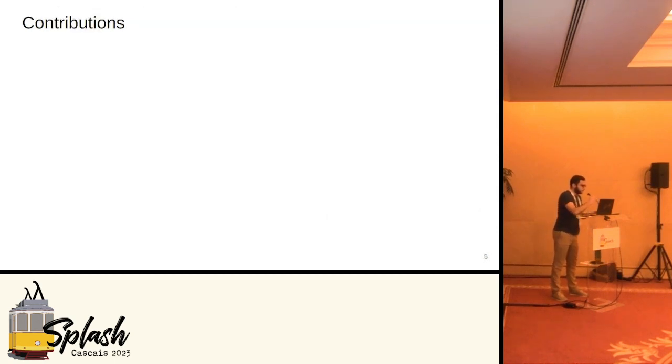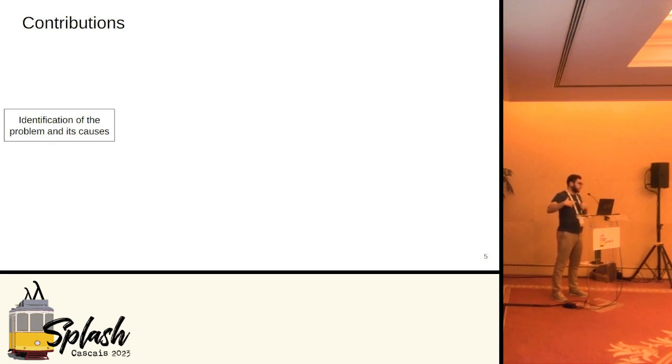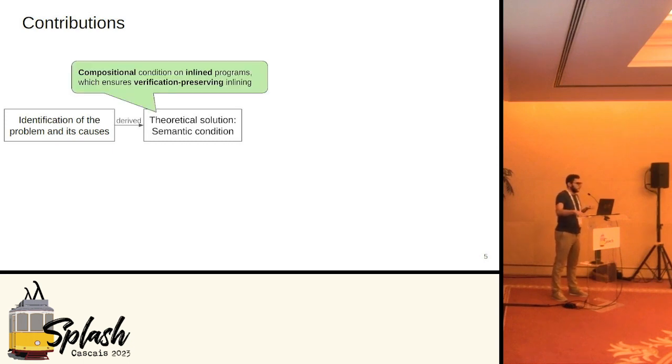So this leads me to the contribution of this paper. In this work, we identify this problem and its causes. But it turns out that in practice, many programs can still be inlined in a verification preserving way. To prove that, we derived a theoretical solution that we call the semantic condition. This condition is a condition that we can check on inlined programs without annotations that ensures verification preserving inlining.